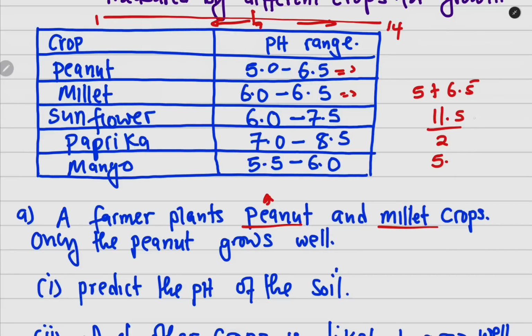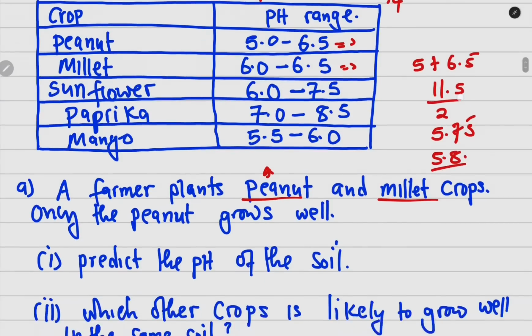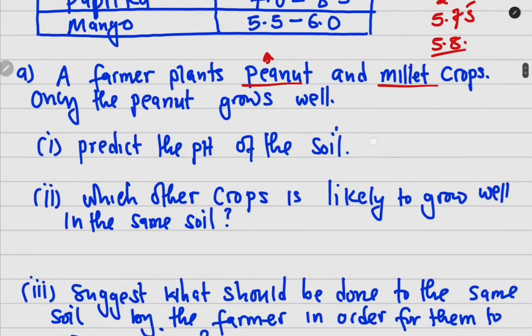Is it 5.5 or something? What is 11.5 divided by 2? So you are required to use a calculator, please. So let me just punch 11.5 divide by 2. For me, it's giving me 5.75, which I can approximate to be 5.8. So the pH here, we can predict it to be 5.8.